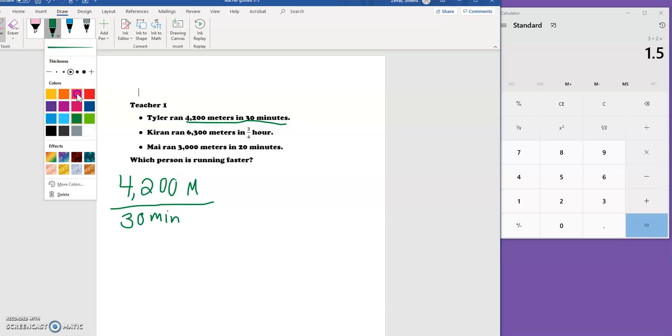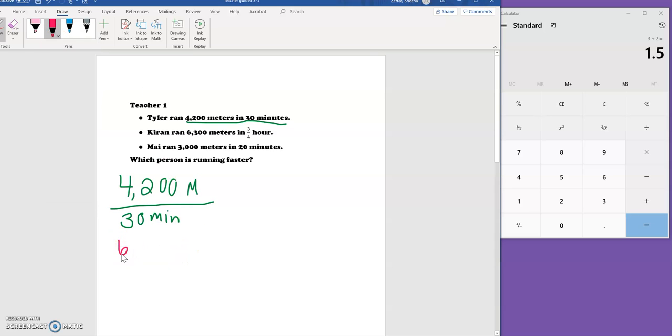Our next person, Kieran, can go 6,300 meters. And before I put in the second number, we want to make sure we have the same units. Okay, so Kieran is going 6,300 meters in 3/4 of an hour. Hours need to be converted into minutes. Okay, so 3/4 of an hour is equal to 45 minutes.